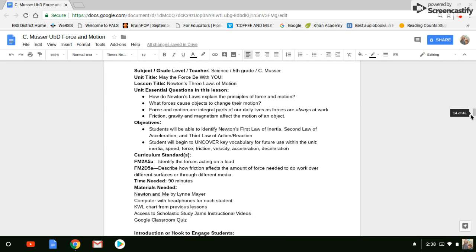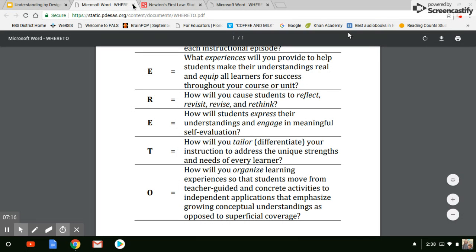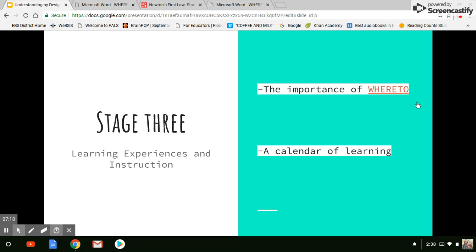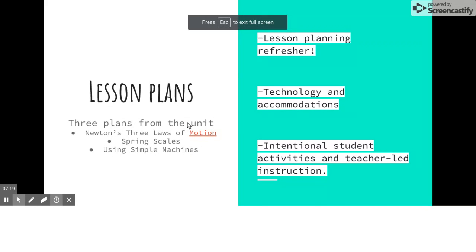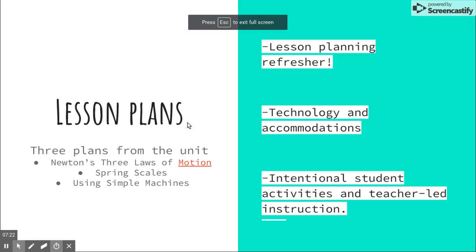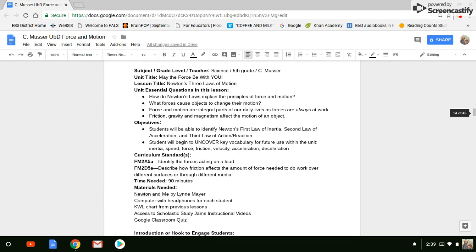Moving on into the lessons. So I will take us back into a little information about my lessons. I covered Newton's 3 laws of motion, spring scales, and using simple machines. This was really a refresher for me on lesson plan writing. I haven't written a lesson plan like you'll see in a long time, making sure that I made note of the technology, my accommodations, intentional student activities, and teacher-led instruction.